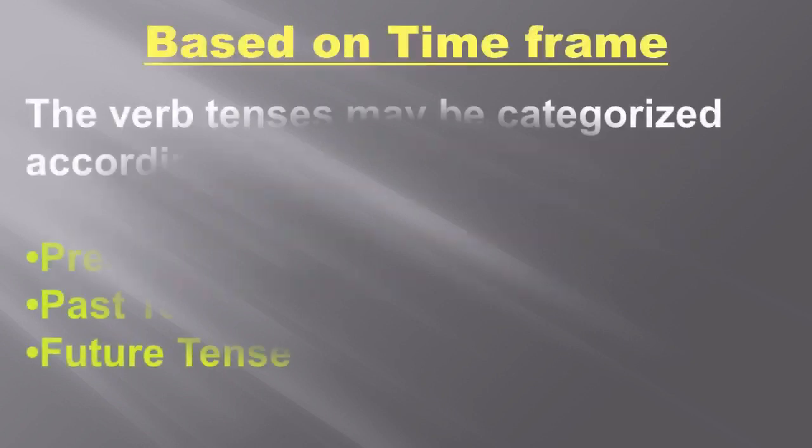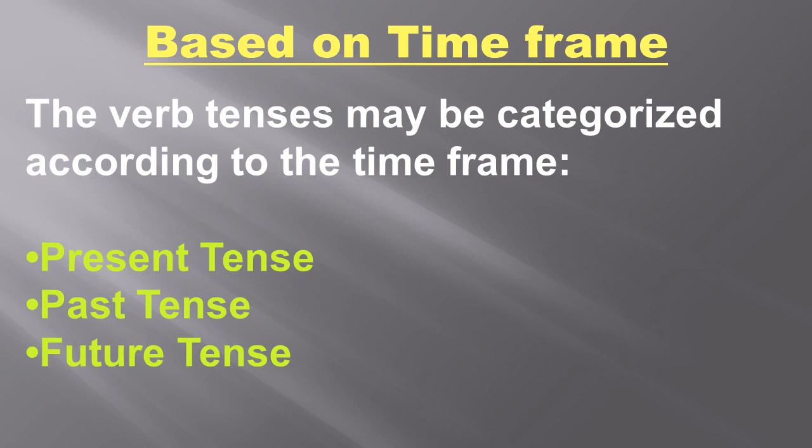Based on time frame, the verb tenses may be categorized according to the time frame, that means when the action actually happened. The tenses are classified into three types: present tense, past tense and future tense.